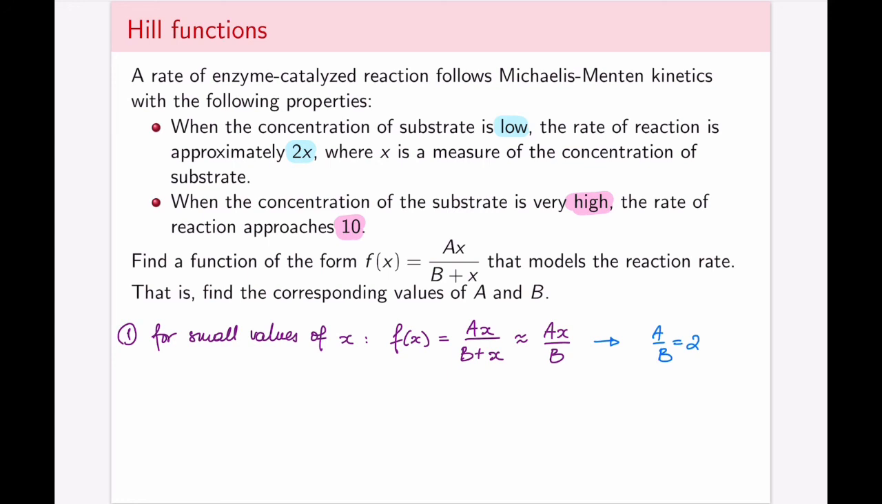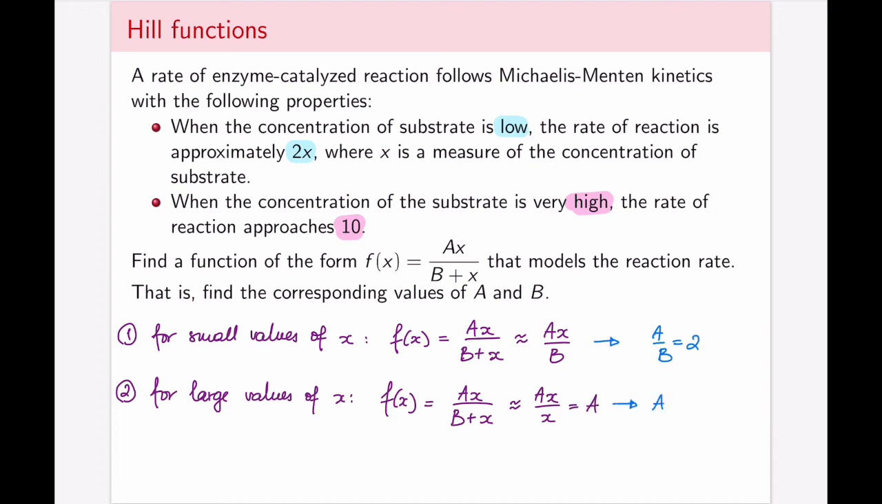There we go. On the other hand, we know something about high concentration of the substrate. So we once again think about what that means for large values of x. And in terms of our function, we're going to have ax over b plus x. But now the bigger power dominates on the bottom. So this will leave us with the x. The x's will cancel, and that will give us an a. Perfect. So for large values of x, I have that my function behaves like a.